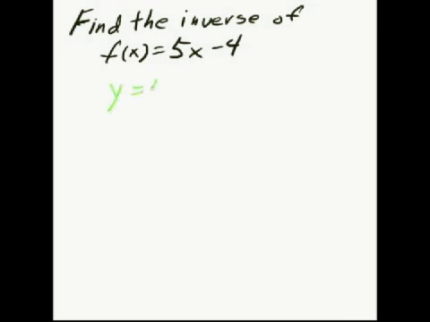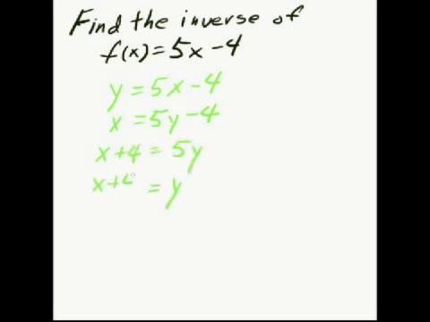In this case, instead of f of x, I'm going to write y. And so y is going to equal 5x minus 4. I switch x and y and then solve for y again. So the inverse of the original function is just going to be (x plus 4) over 5.